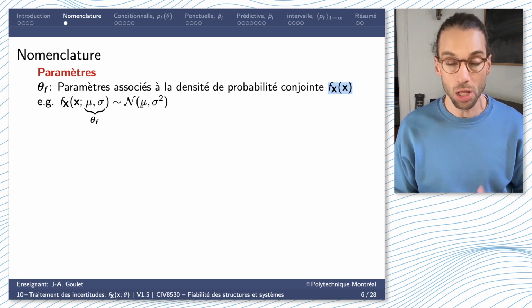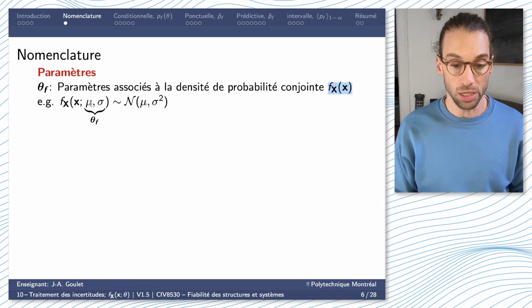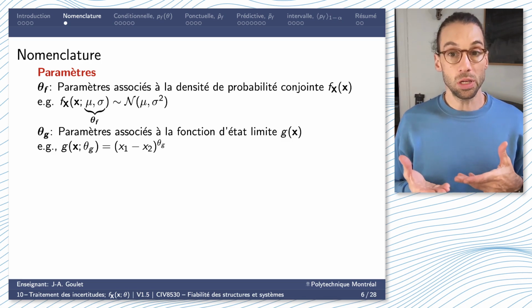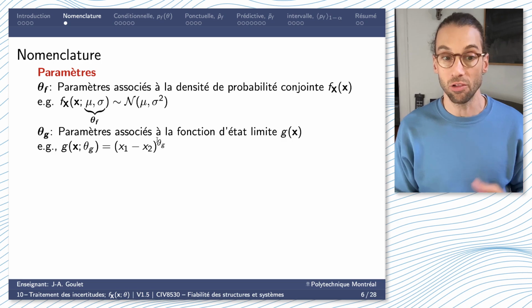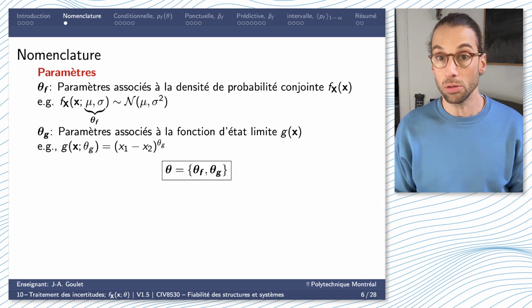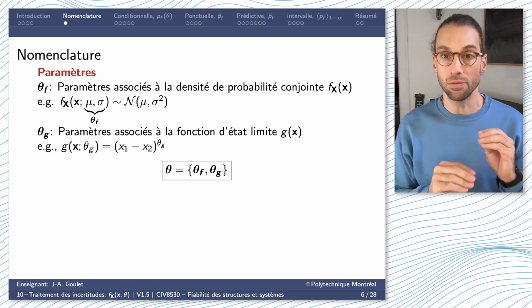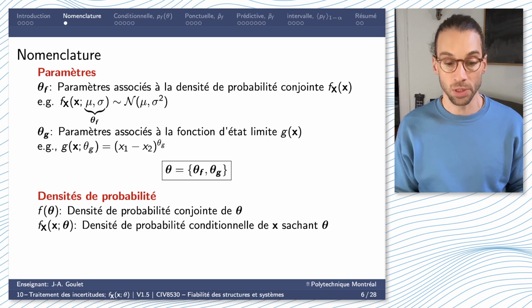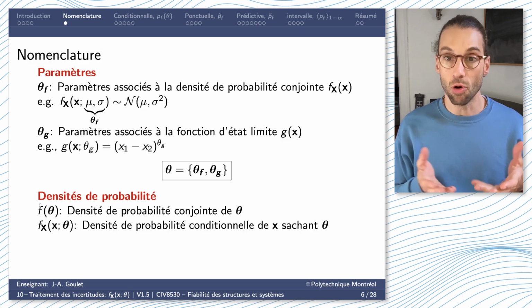Like in the case of the normal, defined by the mean value and the standard deviation, we're going to put them on the right-hand side of the semicolon. Those uncertain parameters could also be involved in the definition of our limit state function. Say my limit state function is x1 minus x2 to the power theta j; theta j could itself be an unknown described by a random variable. So here, instead of referring specifically to theta f or theta j, we're going to consider both generically as simply theta, parameters that are unknown. So f of theta is going to be the prior probability density for our parameter theta.